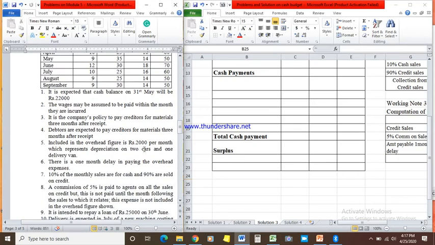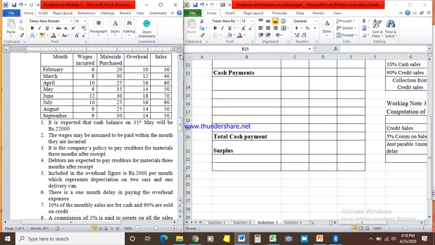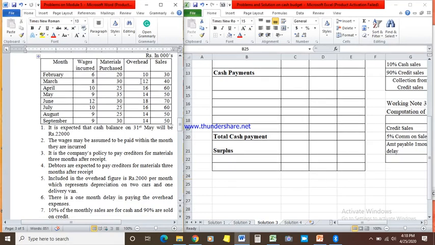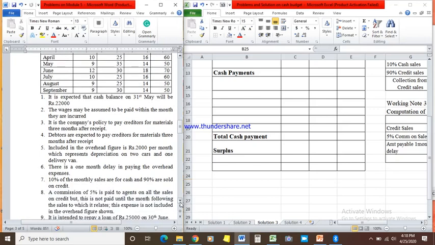Included in the overhead figure is 2,000 per month, which represent depreciation on 2 cars and 1 delivery van. So since depreciation being a non-cash expense, while preparing a cash budget, non-cash expenses need to be excluded. So from the overhead figure which is mentioned here, that is 10,000, 12,000, 16,000, we need to deduct 2,000 from each of this particular month overheads, because depreciation is a non-cash expense.